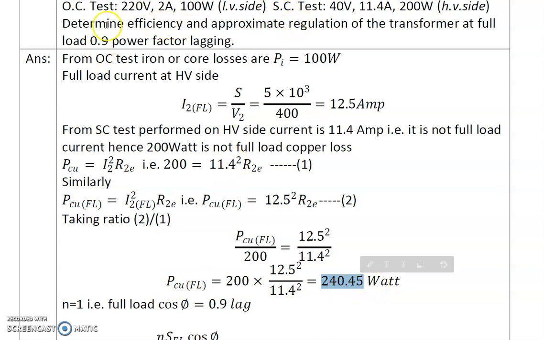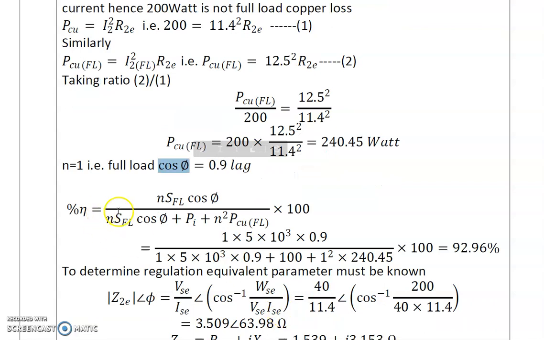Once you get this, we can now calculate the efficiency. How to calculate the efficiency? For the efficiency, full load is given at 0.9 power factor. So n is equal to 1, and cos phi is equal to 0.9. Using the formula given in the previous problem, n is equal to 1, cos phi is equal to 0.9, SFL is equal to 5 kVA, Pi is equal to 100, and n square into the copper loss is 1 square into 240.45. Here I am using the full load copper loss. So it gives you 92.96% efficiency.